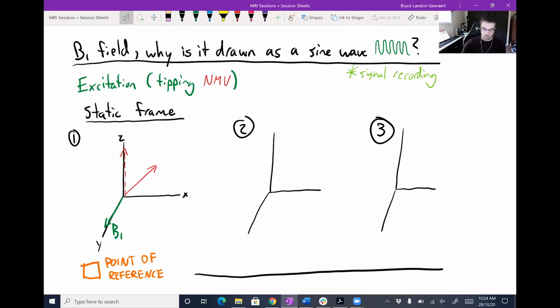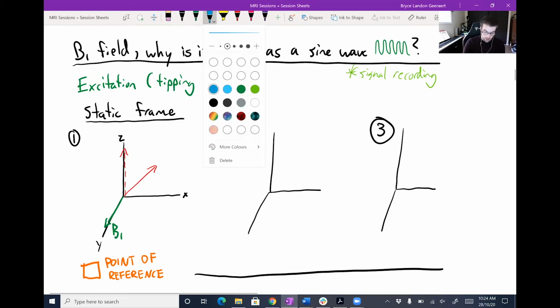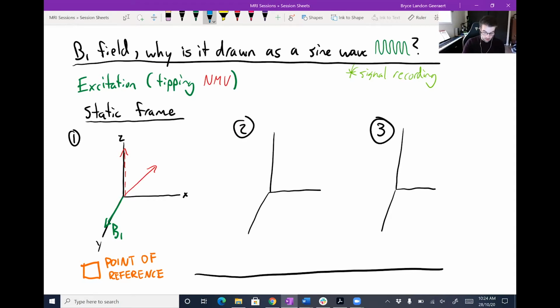So just a couple of diagrams here. We've got an NMV that I've drawn here that is tipping. Where it started is a dotted line, and now it's tipped some direction from the z-axis towards the x-axis. The B1 field is aligned with the y-axis because you need a right angle between the NMV and the B1 field to actually get this tip to happen, thanks to the right-hand rule.